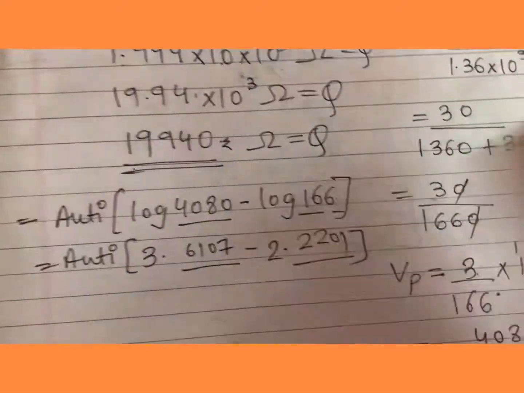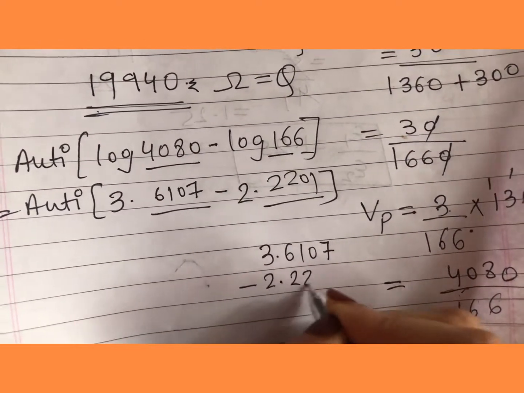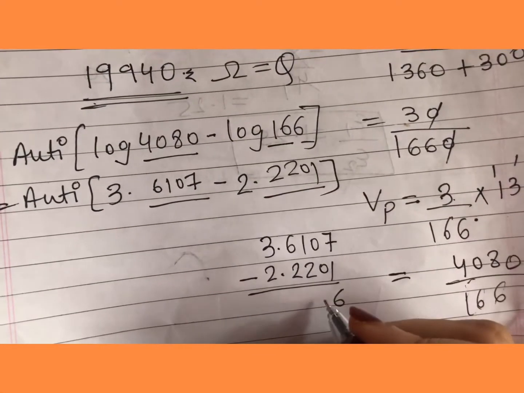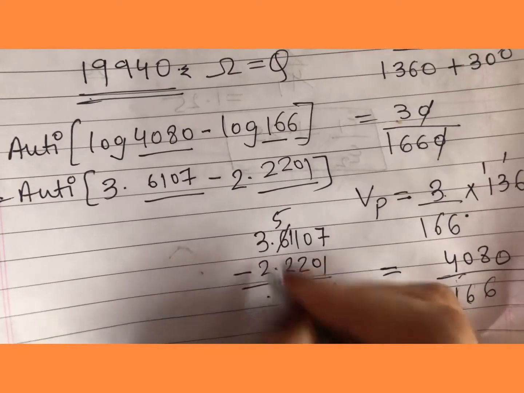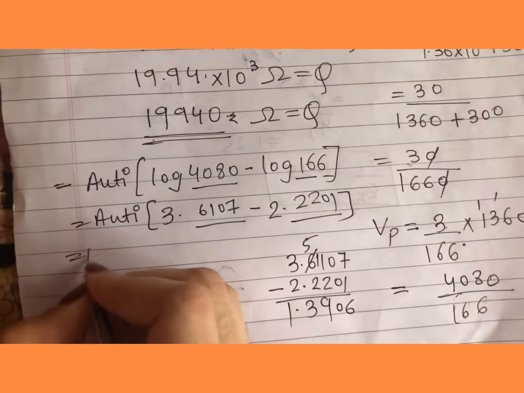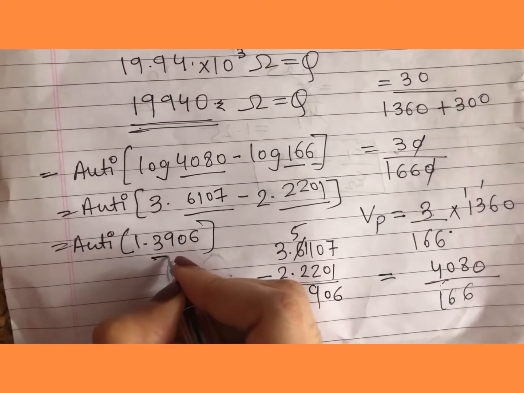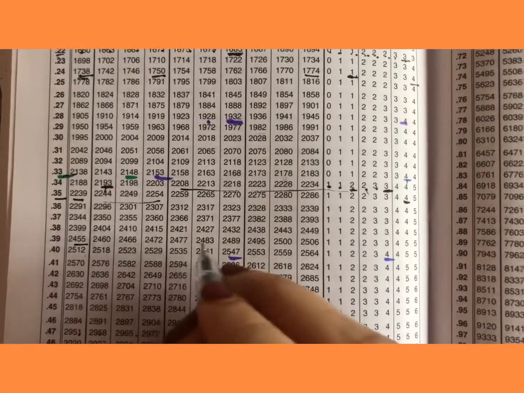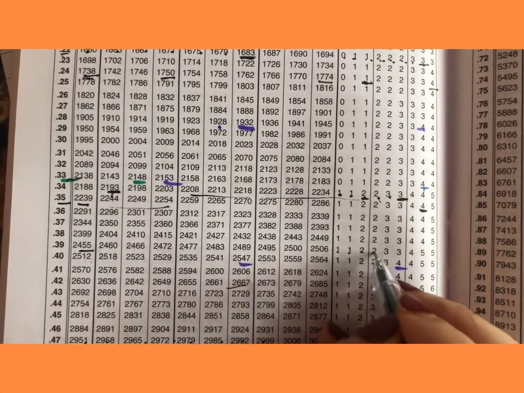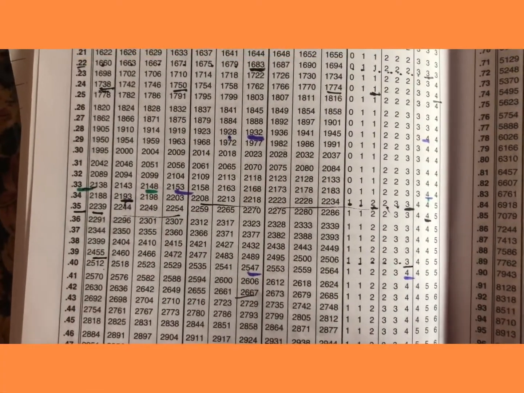Now subtract them. 3.6107 minus 2.2201. 7 minus 1 is 6. 0 minus 0 is 0. This becomes 5. 11 minus 2 is 9. 5 minus 2 is 3. 3 minus 2 is 1. So 1.3906. So this is the antilog of 1.3906. In the antilog table, look at 39 ka 0 ka 6. We go to the antilog table, there at 39 ka 0, and then 1 2 3 4 5 6, this is 6. So 2455 plus 3, 2458.